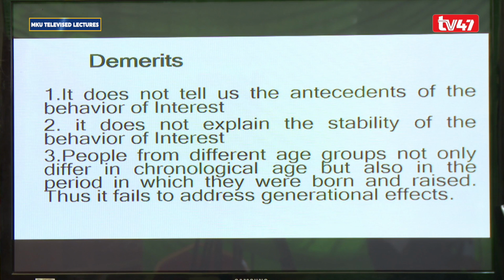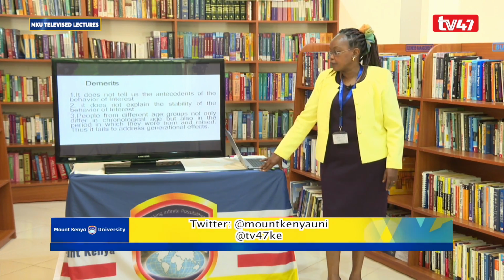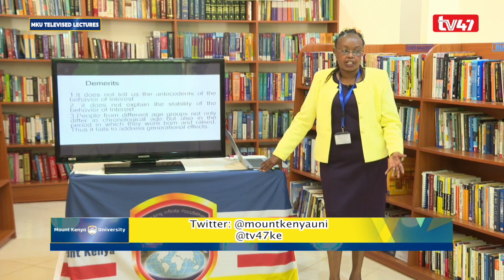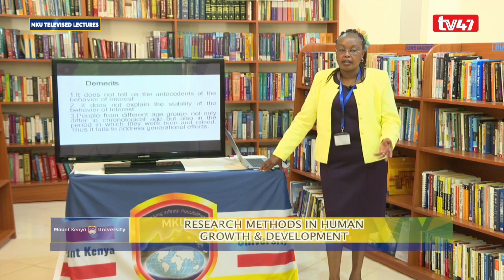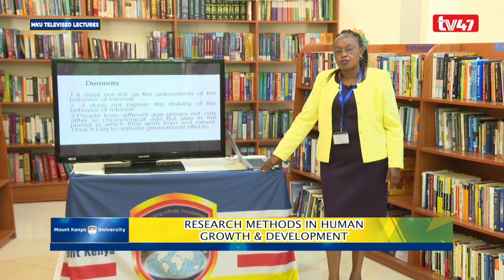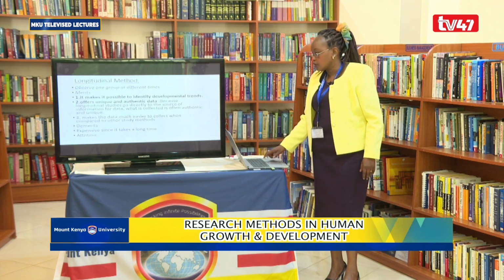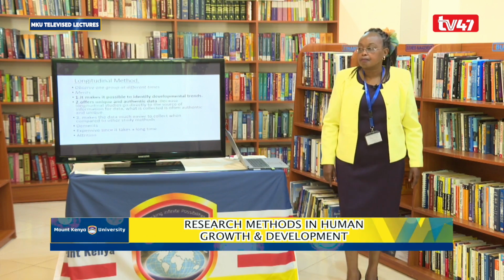And then number 3, individuals who come from different age groups may differ in terms of the chronological age, but also the environment within where they were raised. So as we indicated earlier, some of the things that affect human growth and development is the environment or the culture within where this individual is born and raised. And therefore, some of these things that we observe in the cross-sectional method are not able to take care of that, and also what we call the generational effects.